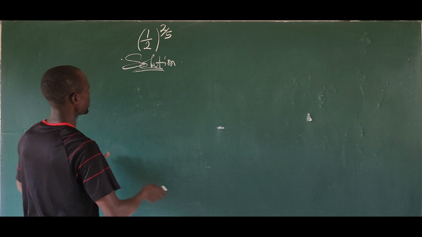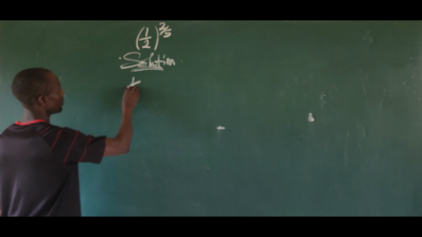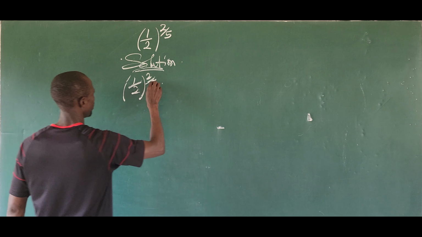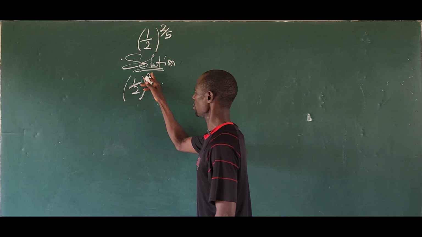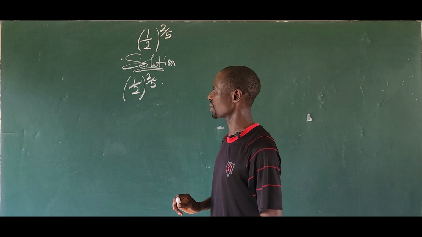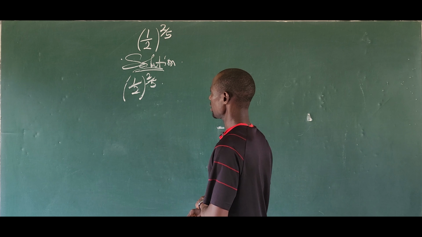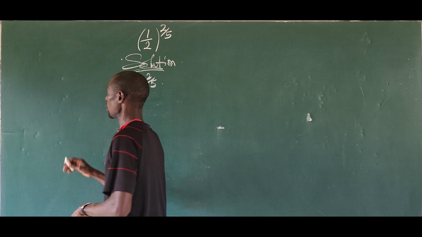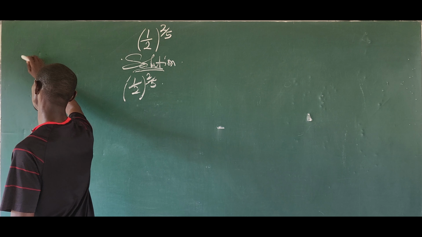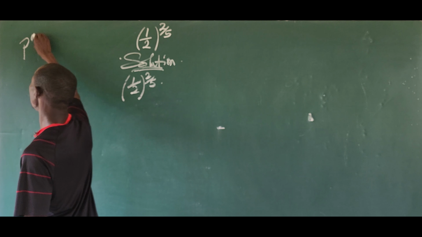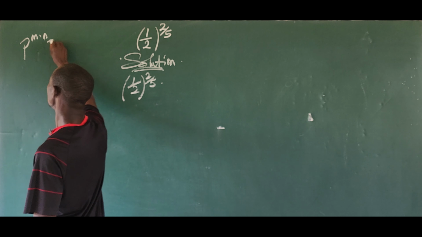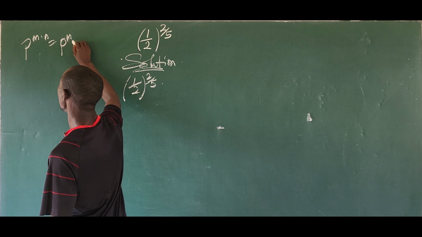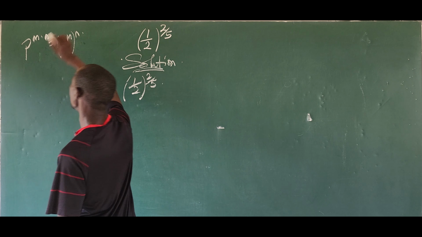All right, the question is (1/2) all raised to the power of 2/5. All we just need to do is to rewrite this power we have here. We can split this power, right? Yeah, we can split this. According to the law of indices, which says that if you have p to the power of mn, this is equal to p to the power of m, in brackets, all raised to n.